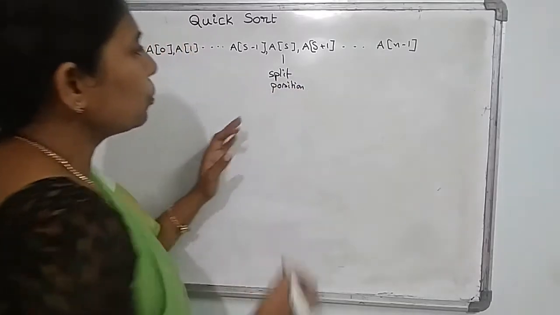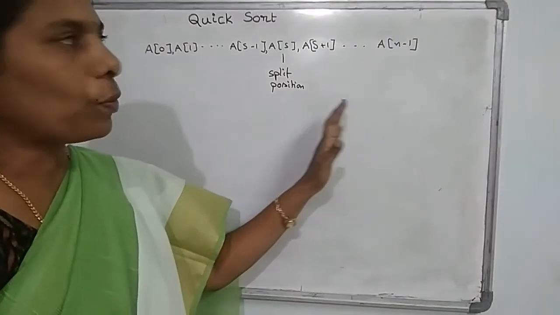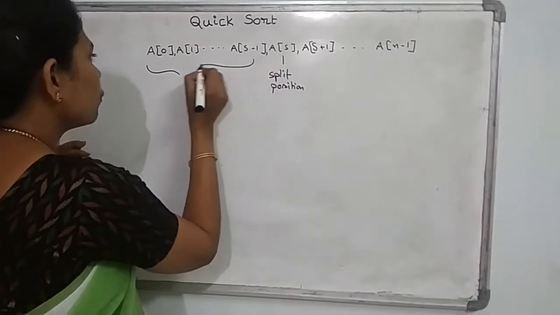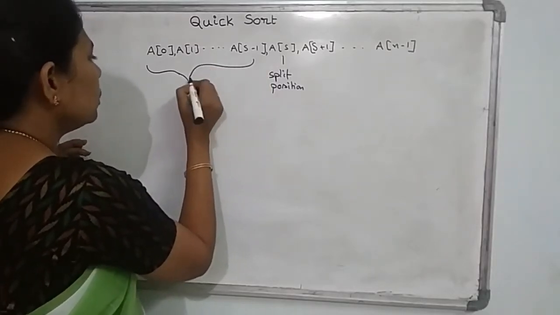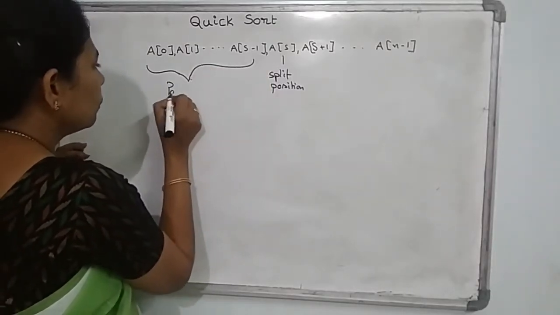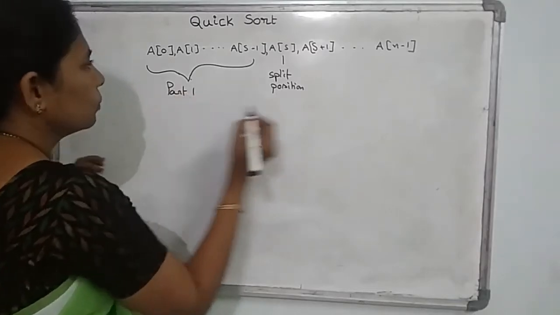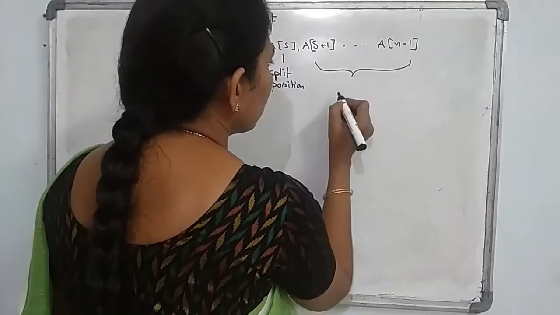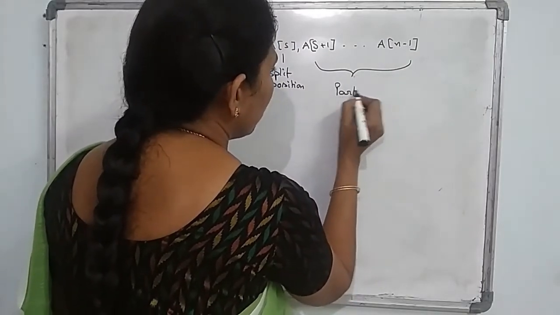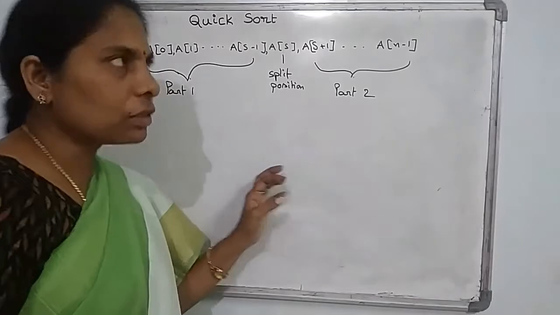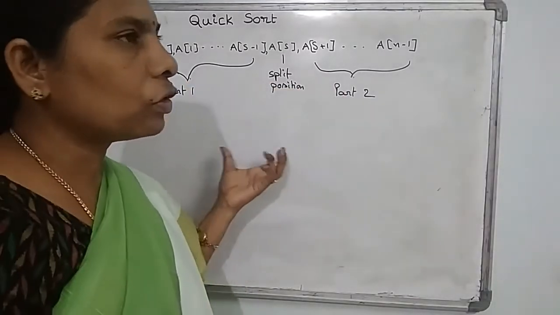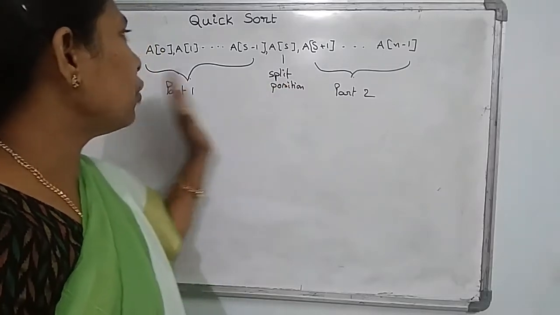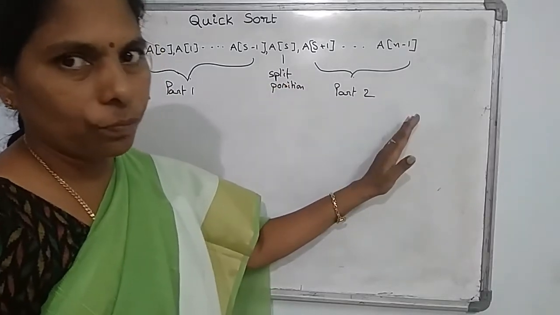Depending on the split position, you can divide the entire array into two parts. A of 0 to A of S minus 1 is part 1, and A of S plus 1 to A of N minus 1 is part 2. So the entire array is divided into two parts depending on the split position: this is the left part and this is the right part.